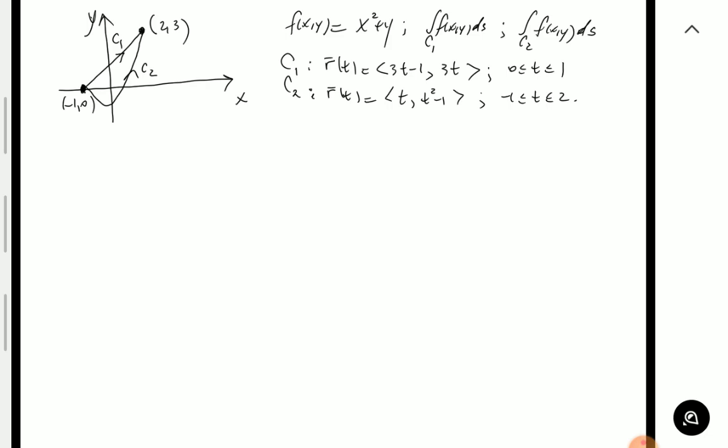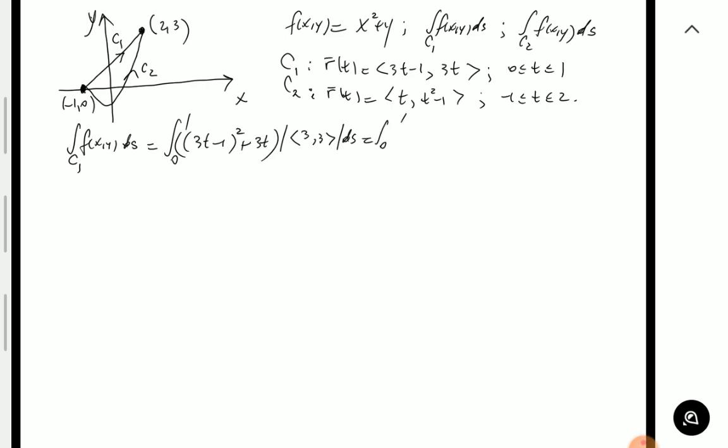So let's compute the two line integrals. We're going to start with the first one. So the integral over C1 of f of x y ds. Parameter domain in this case is 0, 1. Let's plug in the curve. So we have 3t minus 1 squared plus 3t. And then the arc length, the magnitude of the tangent, r prime is 3 and 3. So we're going to have the magnitude of that, ds.